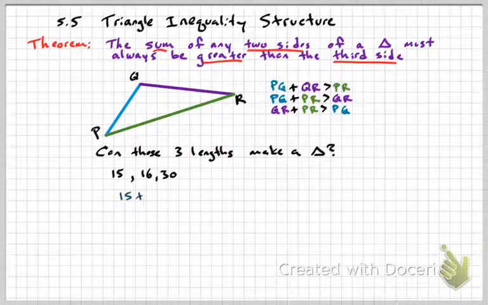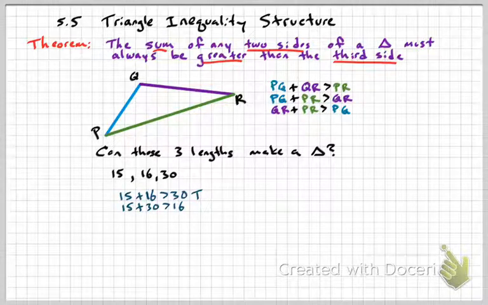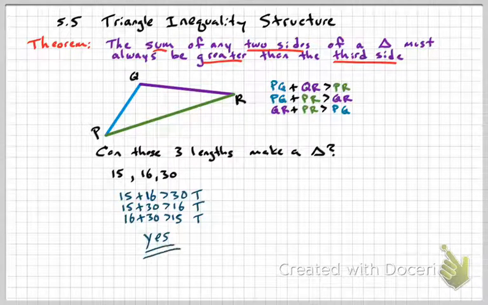So 15 plus 16 greater than 30. Is that true? Yes, it is. Then what I'll do is I'll exchange the last and the second and last one. So 15 plus 30 is greater than 16. That's obviously true. And then finally, I'll exchange the last and the first one. 16 plus 30 greater than 15. That's always true. So can these 3 lengths make a triangle because we have 3 trues? Yes, they can.